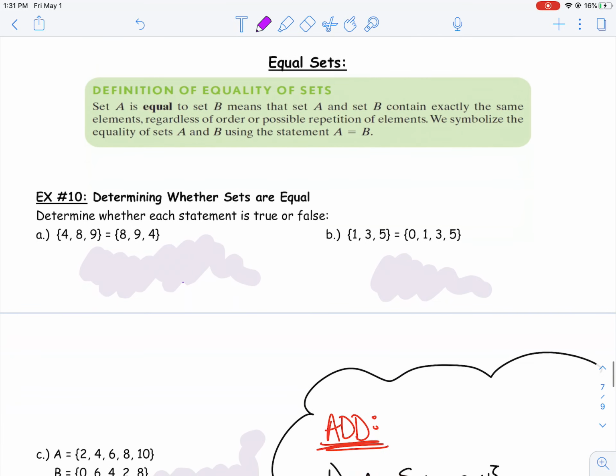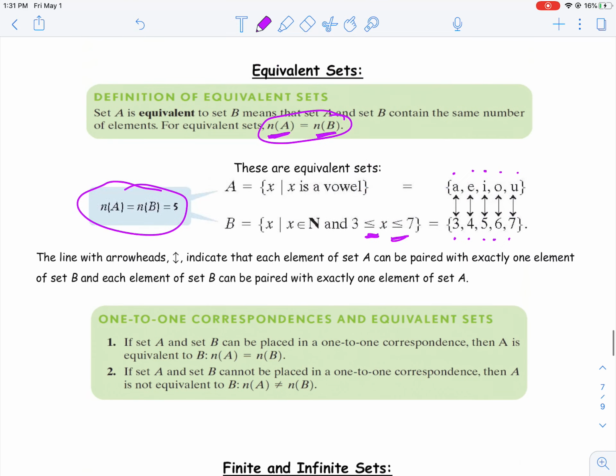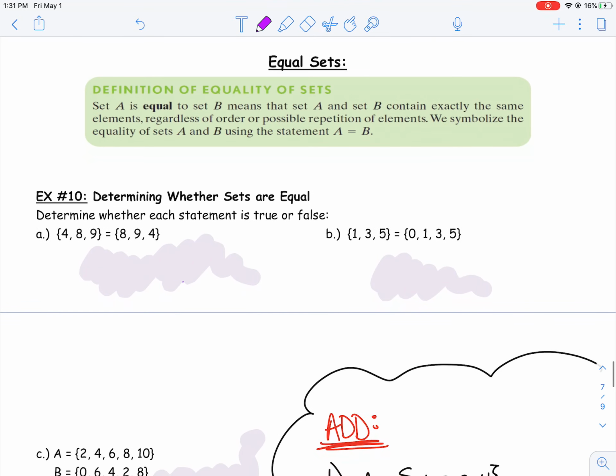All right, the last little thing we're going to talk about is what we call equal sets. Now remember, we just talked about equivalent sets, where equivalent sets are sets that have the same number of elements. Equal sets mean that they contain the exact same elements, regardless of order or possible repetition. If they have the same exact elements, then we say that they're equal sets. The notation we use for that is just an equal sign. Set A is equal to set B if they contain the same exact elements.